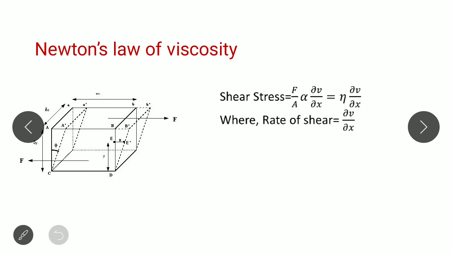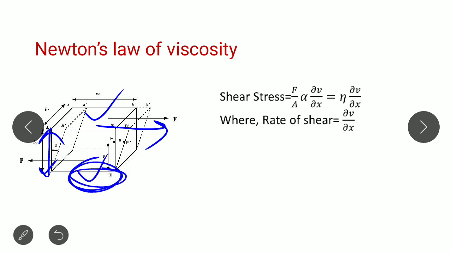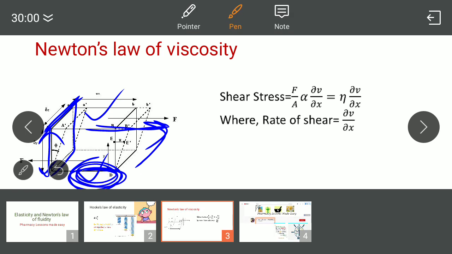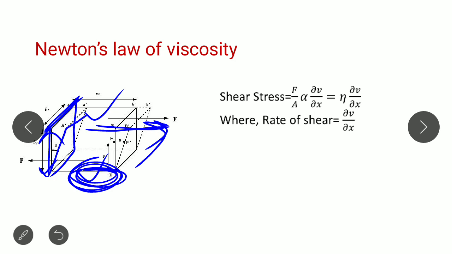If we are applying force in this particular direction, and this is the distance between these two planes, the first plane will remain stationary once the force is applied in this direction. After applying a certain amount of force, the plane which was originally here will get shifted from here to this particular position.